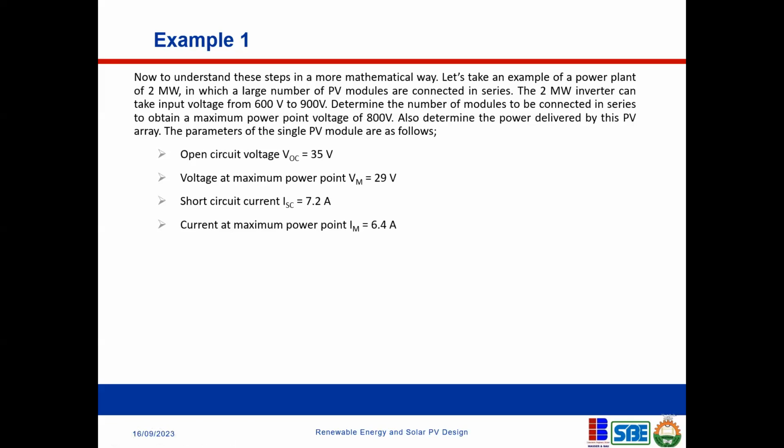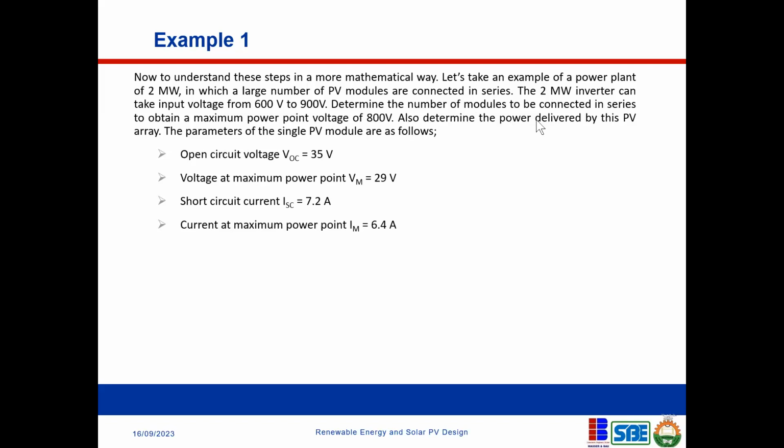Now, we have a 2 megawatt inverter in the system. The 2 megawatt inverter can take input voltage between 600 to 900 volts. Now, determine the number of modules to be connected in series to obtain a maximum power point voltage of 800 volts. So 800 volts is within 600 and 900. So we want to connect a certain number of panels in series. And the question is asking us, how many panels do we need to connect in series to get 800 volts that we can feed into this inverter?